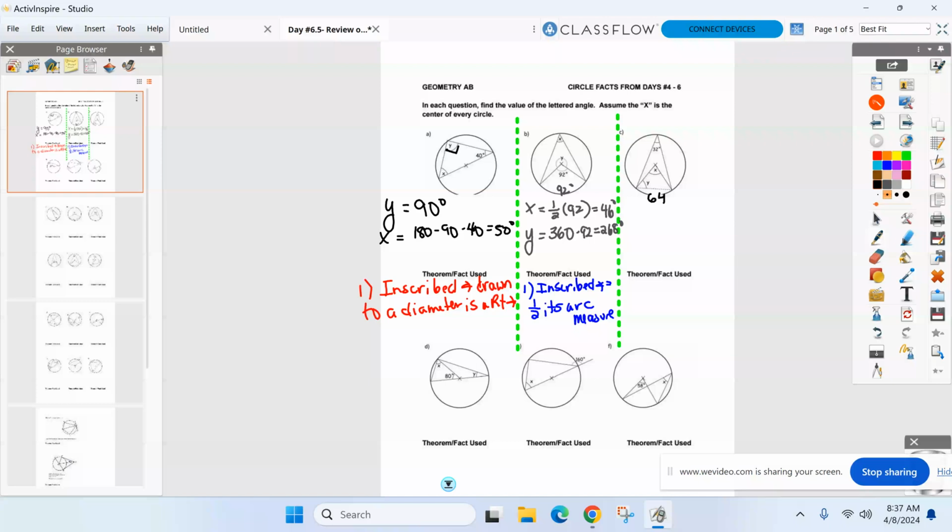Why is it useful to know the arc? Because take a look at angle X. What do we call angle X? That's going to be central. Central angle equal to its arc. So that's going to be 64.